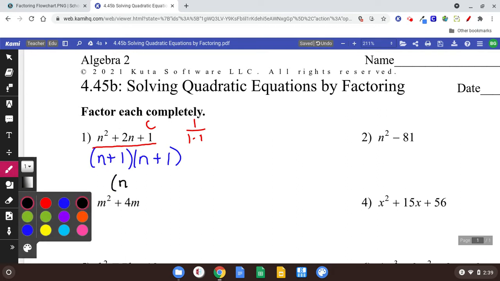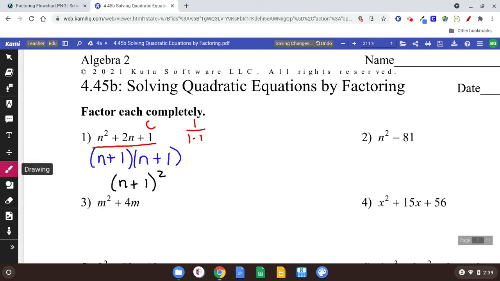But we can actually write that as a square. This is a perfect square. So we might write it like that to save some space. Problem number 3.